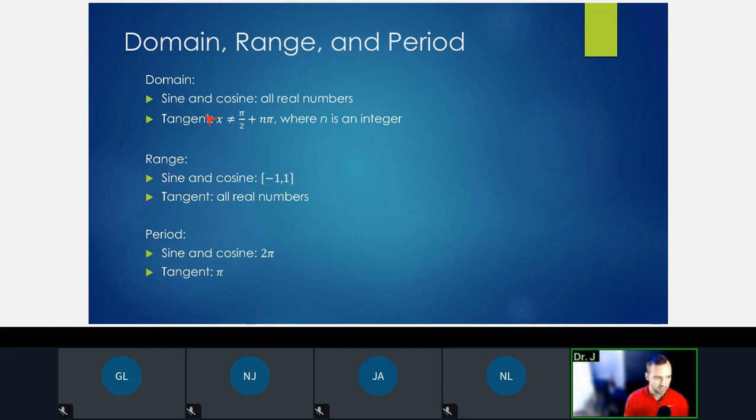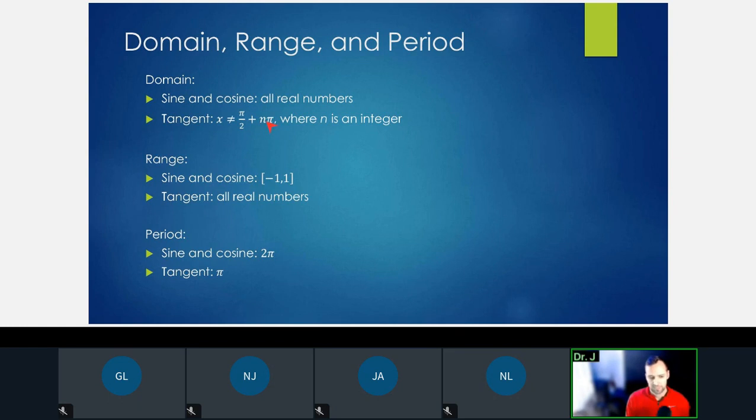So that's why at tangent, you can use all inputs except at pi over 2, which is 90 degrees, and then they put it in a formula form. So they say pi over 2 and then plus pi times n. Or sorry, n times pi.